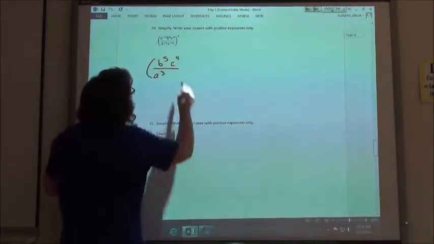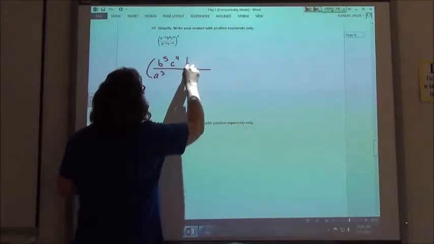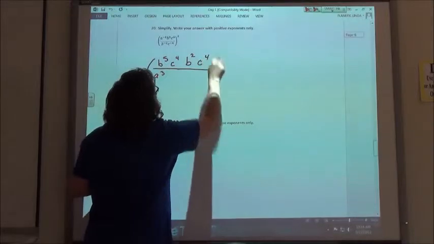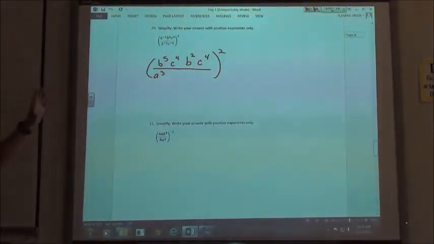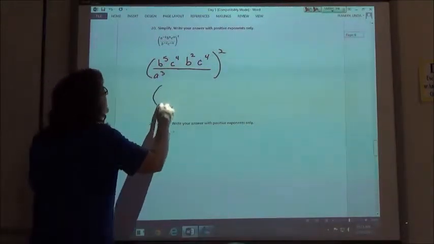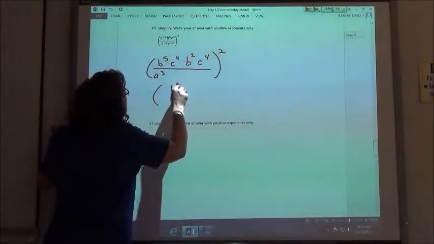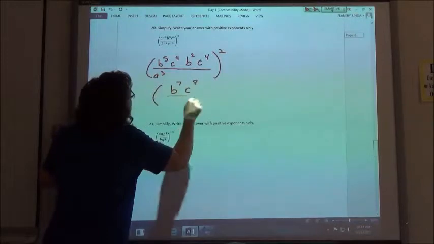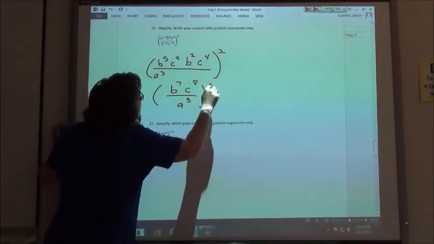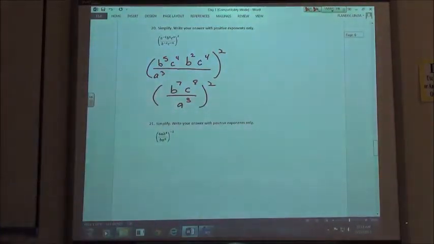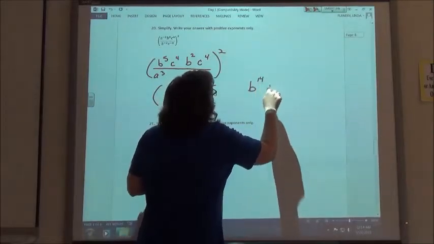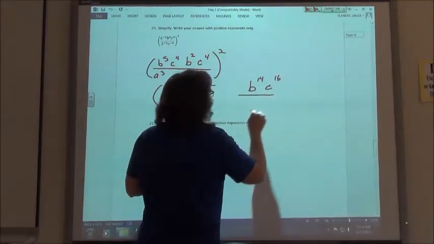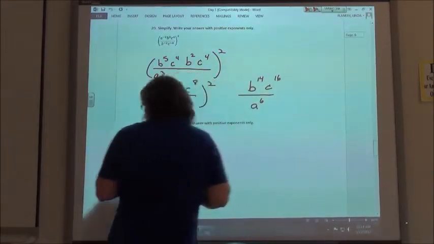The b squared and the c to the 4th is going to move up onto the top. So simplifying what's inside my parentheses, I have b to the 7th, c to the 8th, over a to the 3rd, and I want to square that. So squaring that using my power rule, I multiply my exponents. I get b to the 14th, c to the 16th, over a to the 6th.